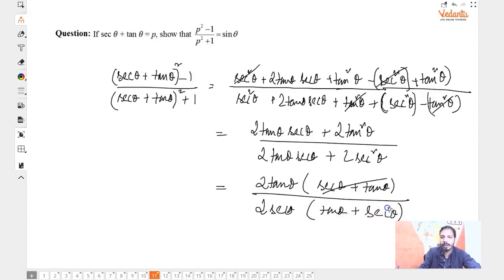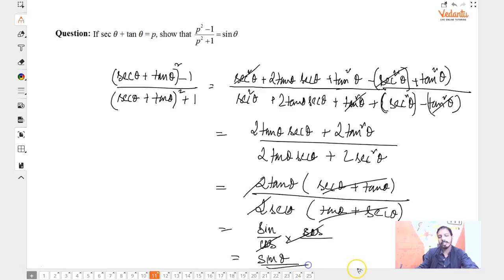Now if you see, you can cancel out this and this, the 2 gets cancelled, and tan theta by sec theta can be written as sine by cos into sec can be written as 1 by cos. So this becomes 1 by cos here, this and this gets cancelled. So from here I can easily say this is sine of theta. So thus it's proved. So this is simple.